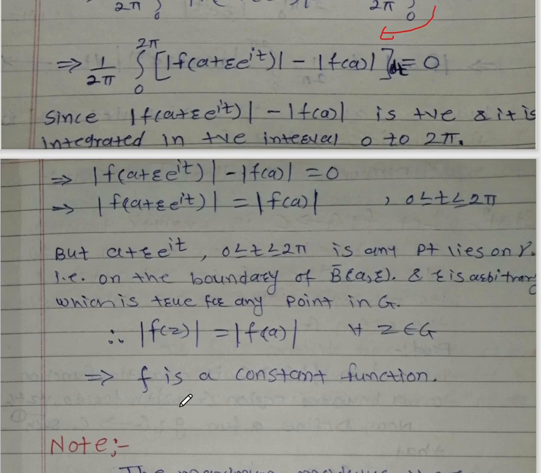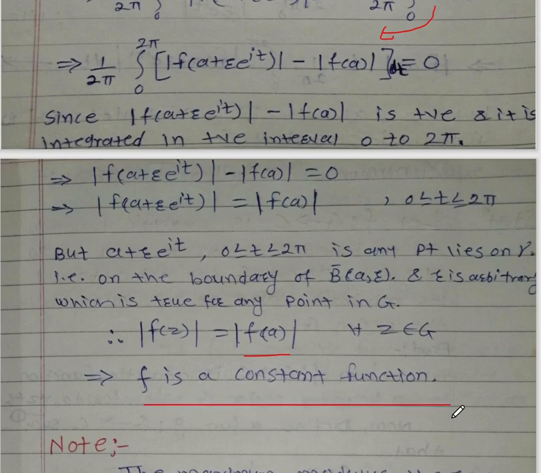Okay, so therefore mod f of z equals mod f of a for all the values of z in region G. Here f of a is a constant, so we can say that mod f of z is a constant function, which implies f of z is a constant function, or we can say that f is a constant function. Okay, so this is the theorem, the complete proof of the maximum modulus theorem.